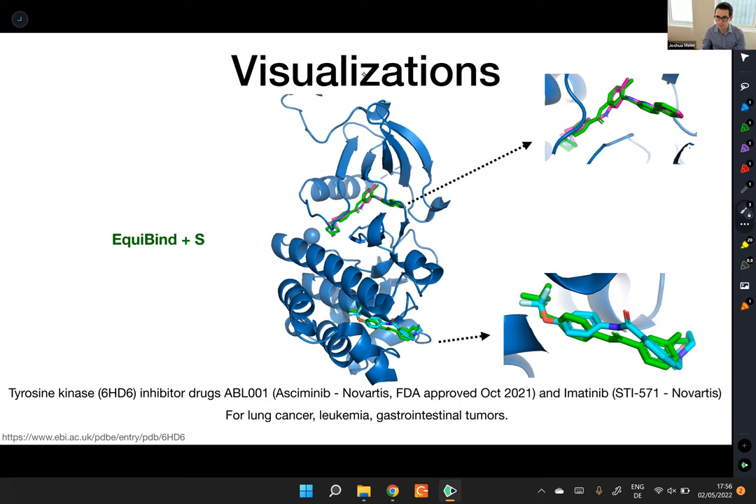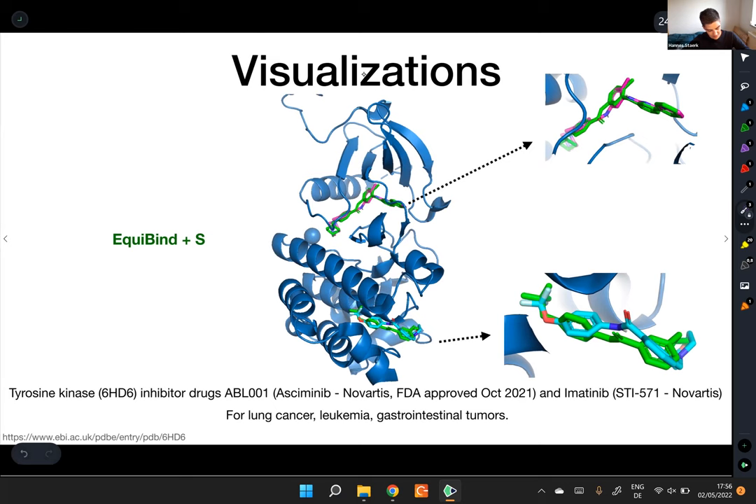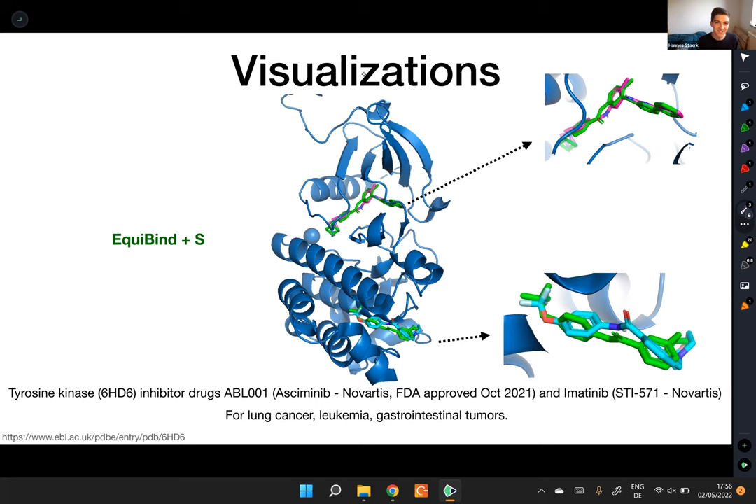I hope so. Yeah, this is actually something that Regina Barzilay, now also my future supervisor, is very interested in: how well these 3D models generalize.